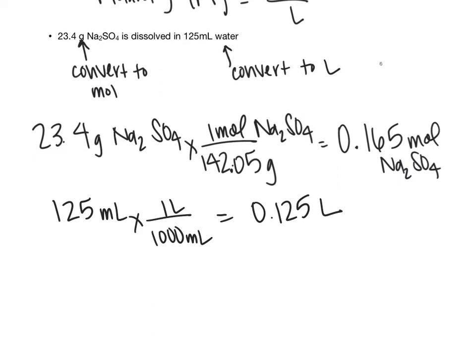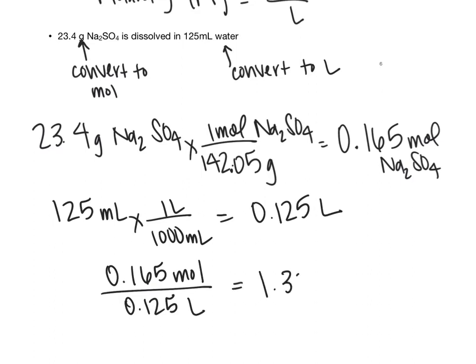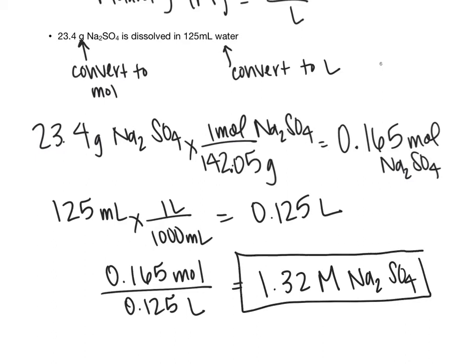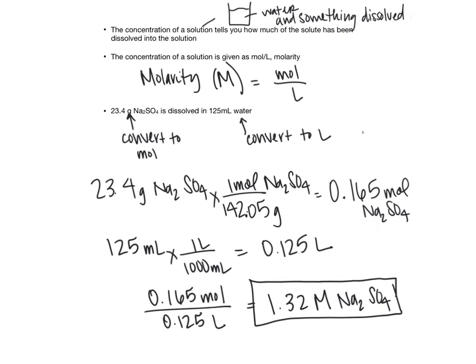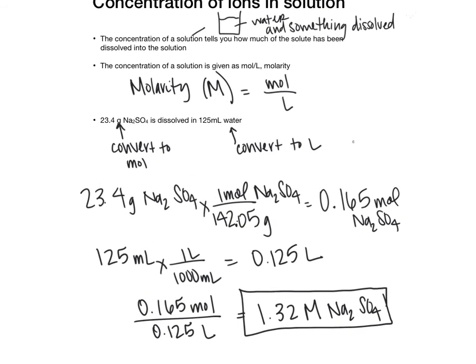So to calculate the molarity, it's going to be 0.165 moles divided by 0.125 liters. When we plug this in, we're going to get 1.32 molar sodium sulfate. So don't forget, significant figures come from the problem. In this case, we had 3 in both of our answers, so there are 3 in this. So molarity is just the ability to give a concentration.